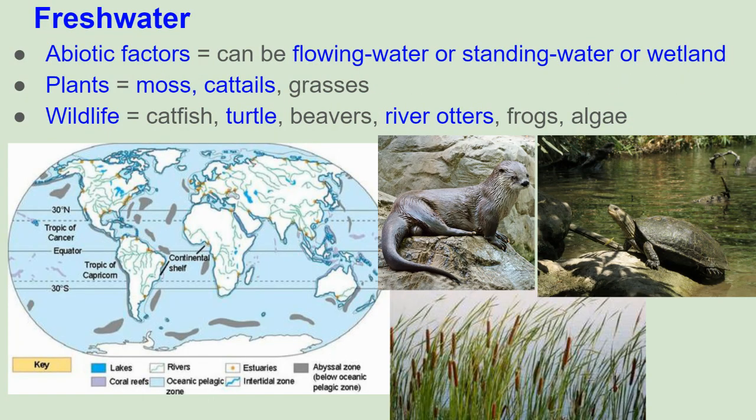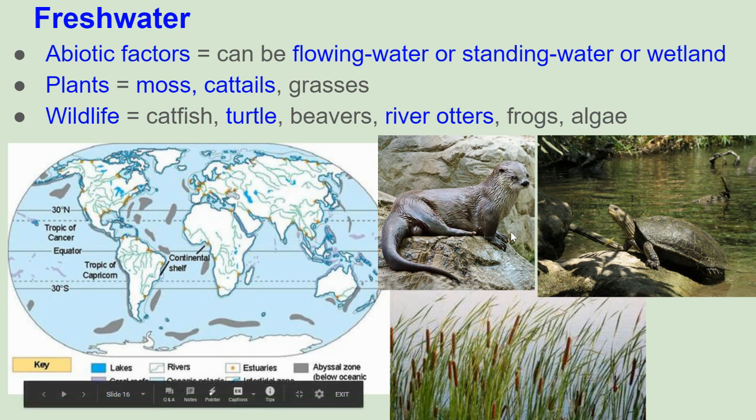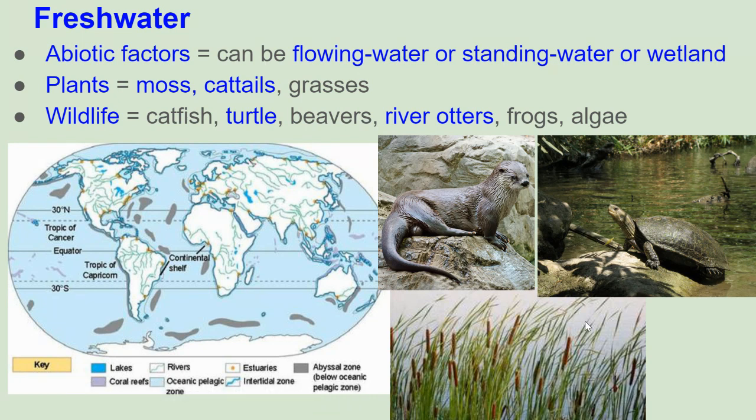Next up, we've got our water ecosystems and biomes, and the first one we'll talk about is freshwater. The abiotic factors here are typically flowing or standing still waters or even wetlands like swamps. But this water does not have a lot of salt in it. If it's a river, it's flowing. If it's standing still, it's like a pond, or wetlands are like a swamp.